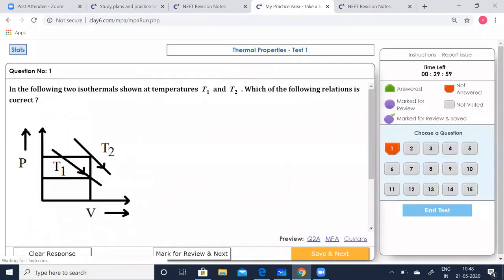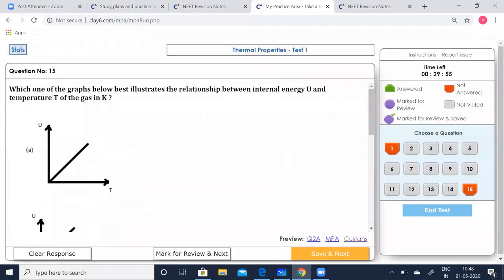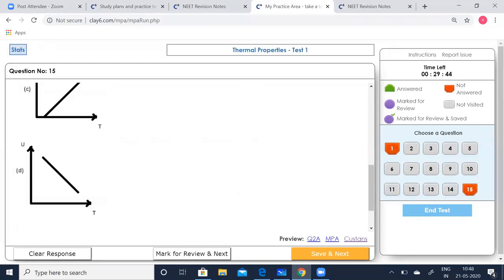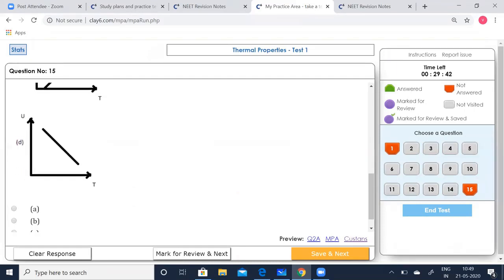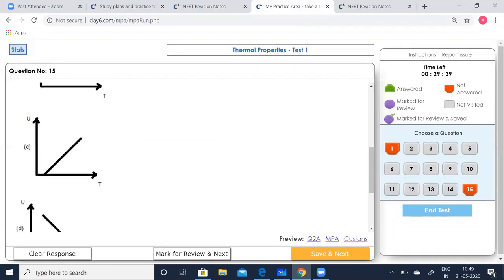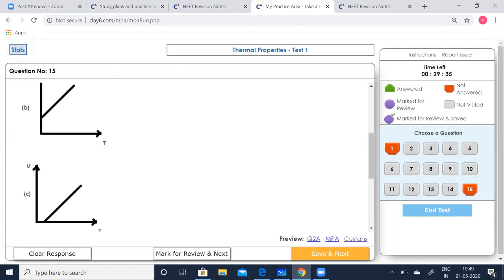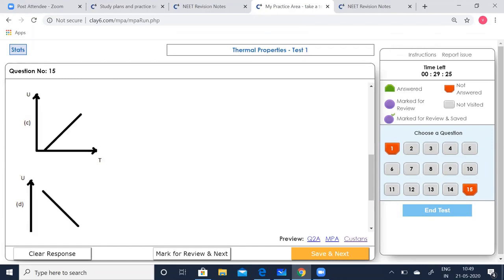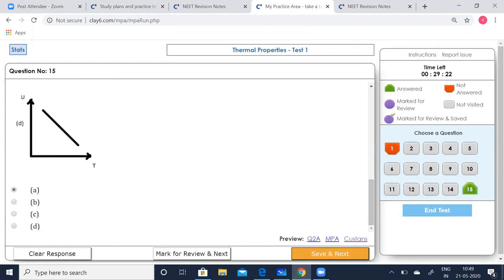Last question, 15th question. Which one of the graphs below best illustrates the relationship between internal energy U and the temperature T of the gas in K? You can see all the graphs. So definitely not C. Now you know U is proportional to n times Cv into T. So that means U is proportional to T, or in other words, as U increases, T also increases. So option A should be the correct graph. Okay, option A. Mark that.